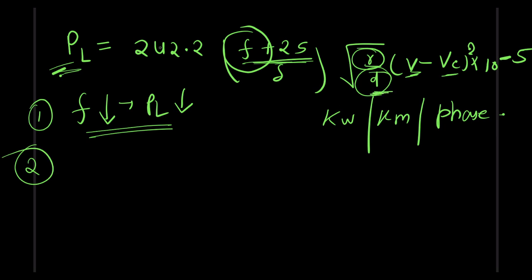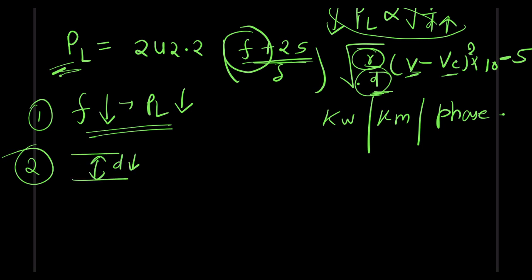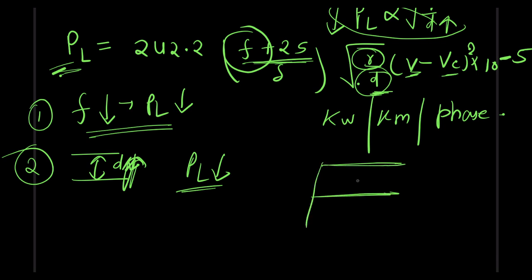Second result is about d. If we look carefully, PL is inversely proportional to d, because d is in the denominator. If d is increased, PL will reduce. d is the spacing. If the spacing between two conductors is increased, corona loss will decrease. As we understood earlier, if this is a transmission line, conductor 1, conductor 2, this spacing will be more. If this is more, then the loss will be lesser.